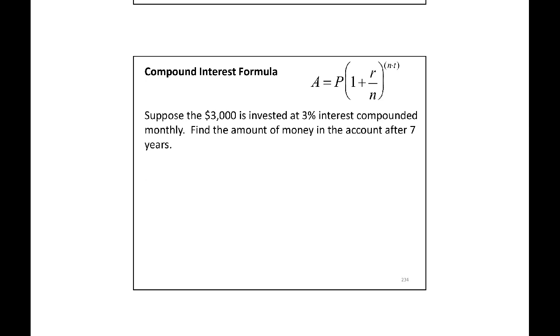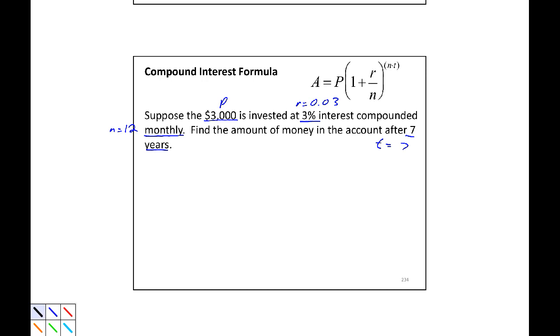Well, let's first identify the information we have. We're investing $3,000, so this is P, a principal amount. That's what principal is, the amount that is invested, where A is the future value, how much it's worth at the end. We have 3% interest, which means that R equals 0.03, writing that as a decimal. Compounded monthly, this phrase tells us that N equals 12. And then the amount of money after 7 years tells us that T equals 7.